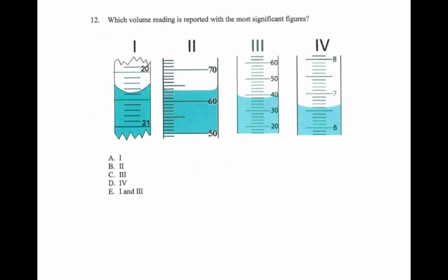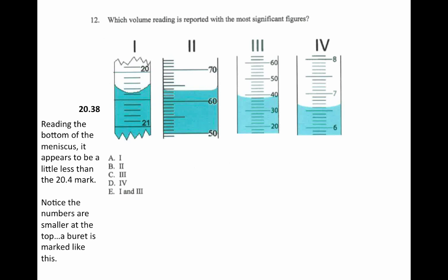Another thing when it comes to reading measurements is how do we handle a scale reading? That's what this question's about. We see 4 different containers, each holding different amounts of a particular liquid. And they also have different markings on them. So the question is, which of these volume readings is reported with the most significant figures? I look at that first one, I would report its value at about 20.38. I'm going to read from the bottom of the meniscus, and it appears to be a little less, a little before that 20.4 mark. So I'd estimate it as 20.38.